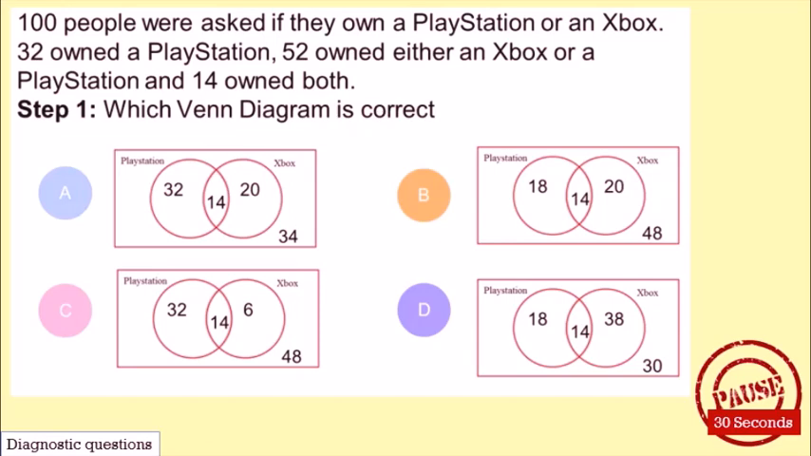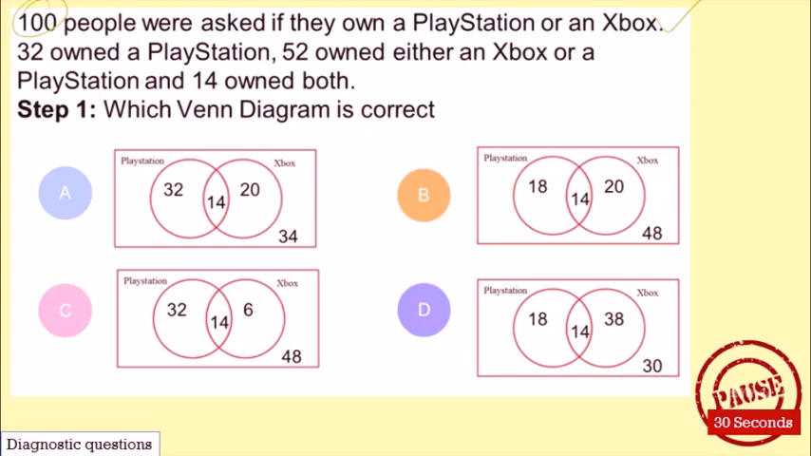Okay, well done. So let's look at the key information in that question again. 100 people were asked all together. Again, I added up the 4 sections in A, B, C and D, and they all gave me 100. So that was fine.